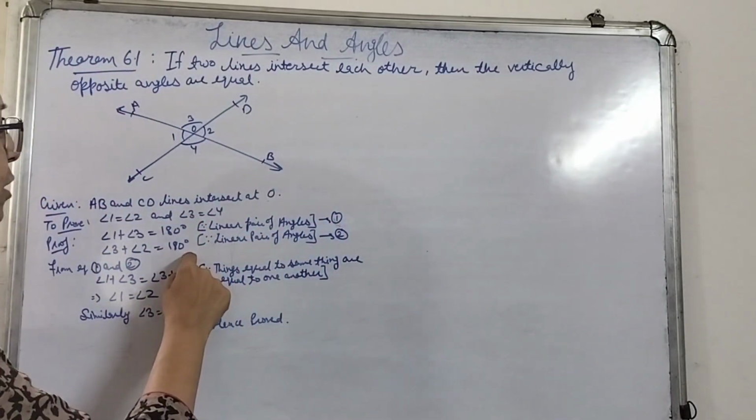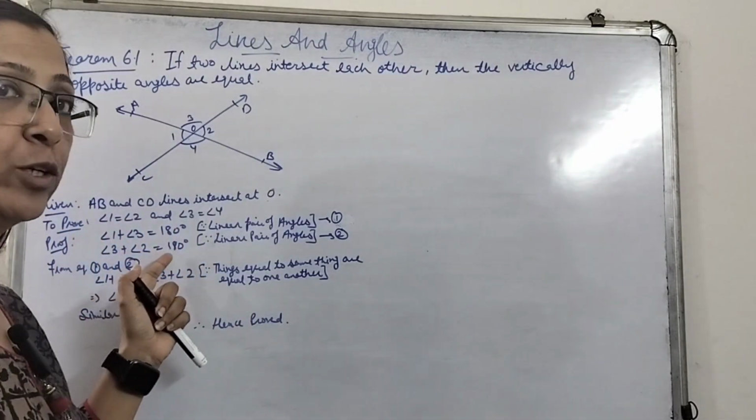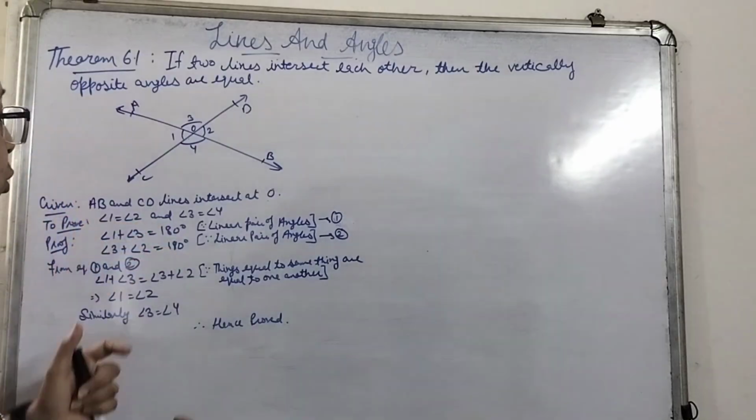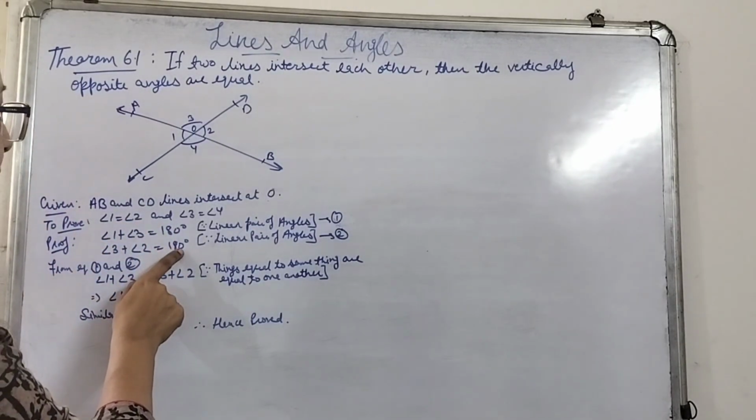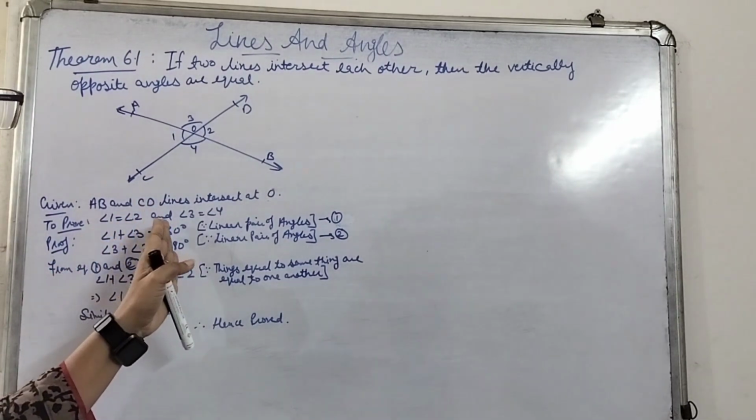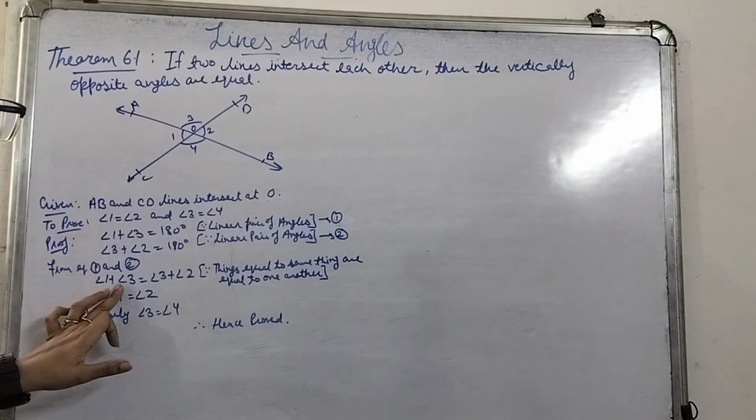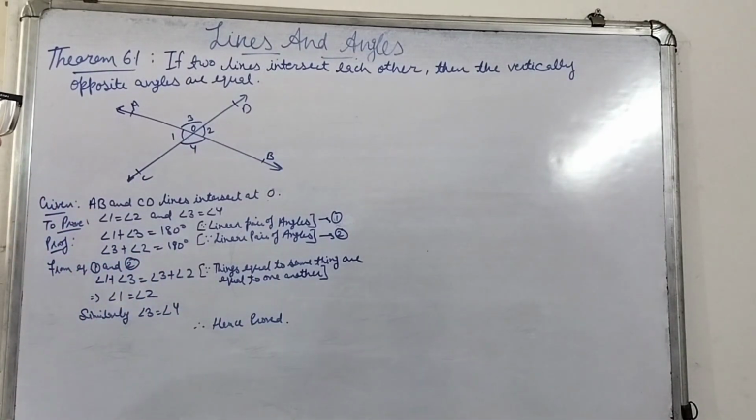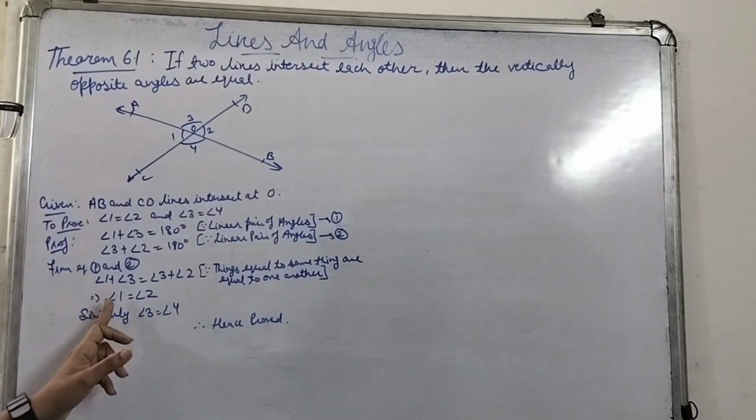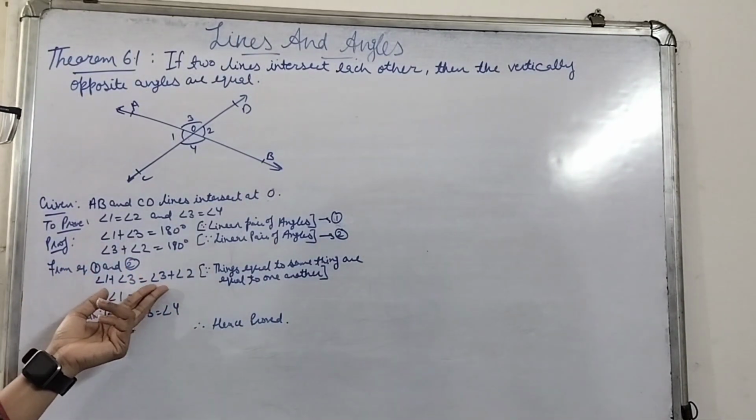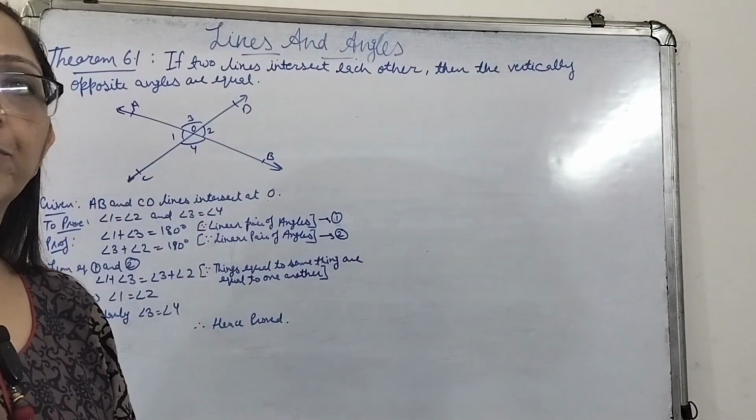We can see that in these two equations, the RHS part is the same, that is 180 degrees. So we can equate both equations, because things which are equal to the same thing are equal to one another. This thing is equivalent to 180 degrees, and this thing is also equivalent to 180 degrees. So angle 1 plus angle 3 will be equivalent to angle 3 plus angle 2. Now angle 3 and angle 3 both cancel, they are the same. So angle 1 will be equivalent to angle 2. From this equation we can say angle 1 is equivalent to angle 2, and that was to be proved.